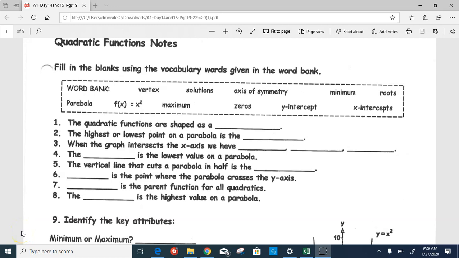Good afternoon, class. This is Mr. Morales, and today we're going to begin our study of quadratic functions. First, we have some notes. Now, the first 8 parts of the notes on page 19 here have to do with vocabulary.